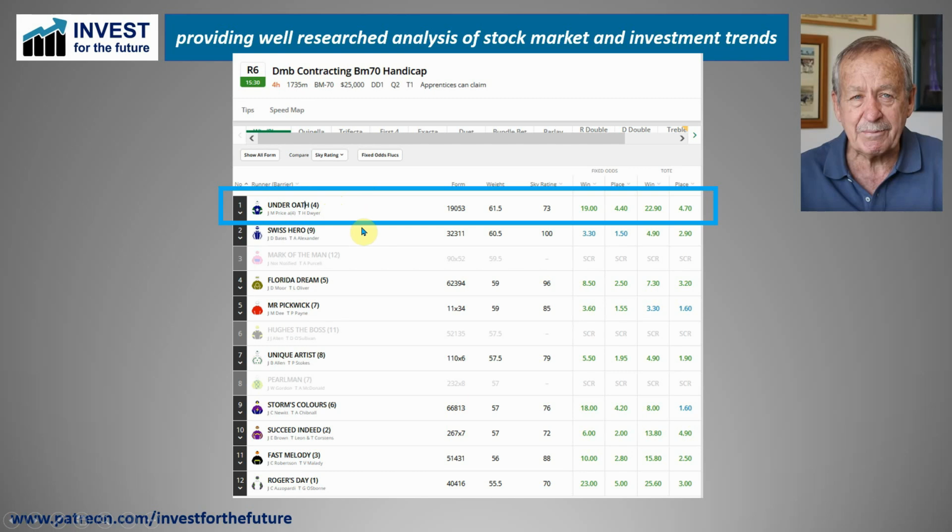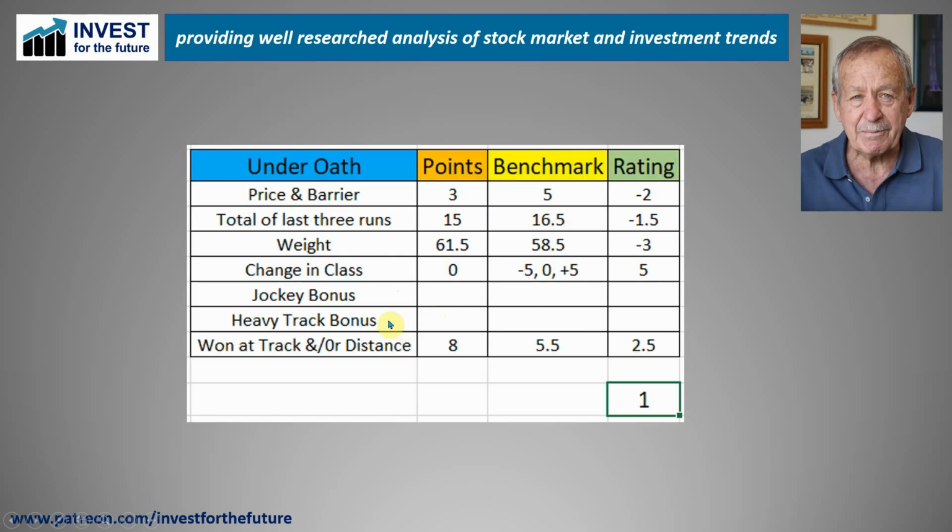Let's have a look at Under Oath. I won't take you through all of it. It will take up too much time. But once I've done all of that, because it's an outsider in the race, it gets only 3 points for price and barriers. So it gets a rating of -2.